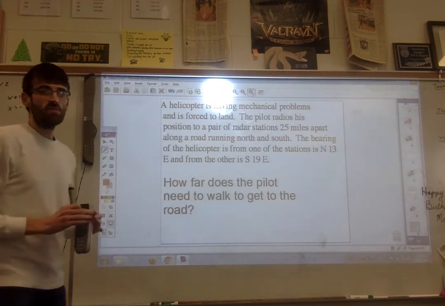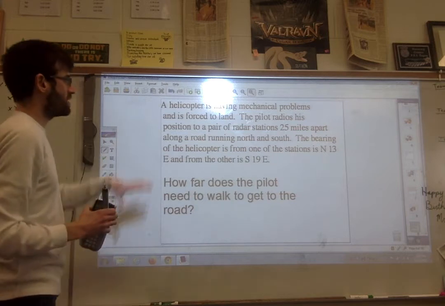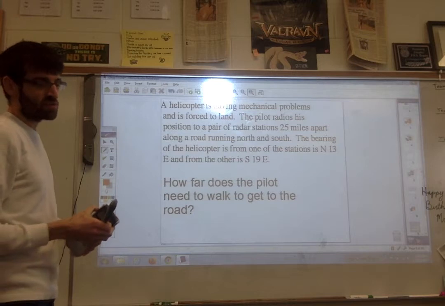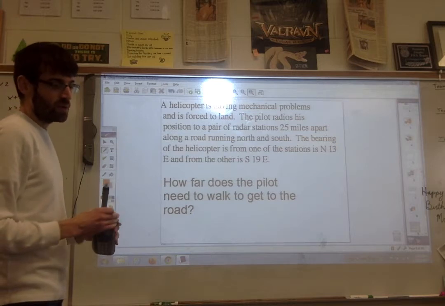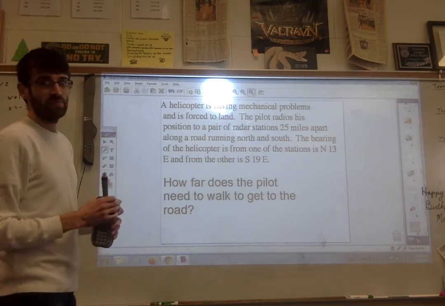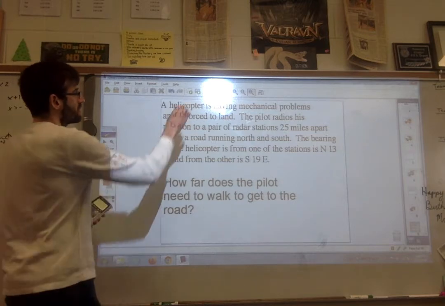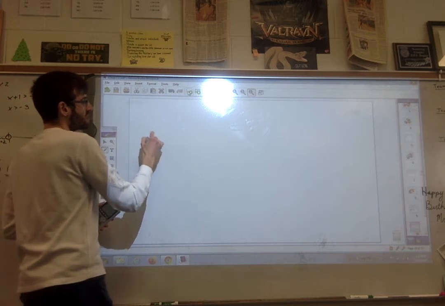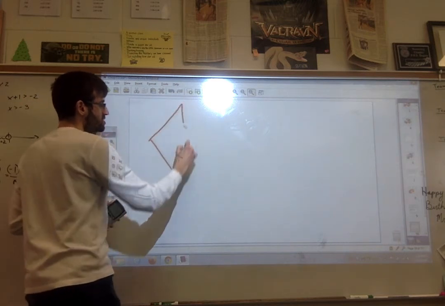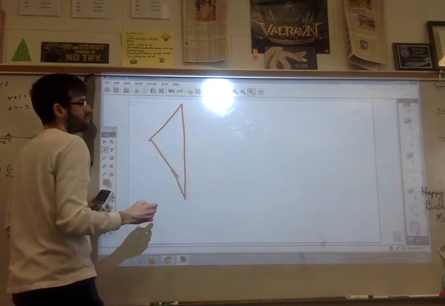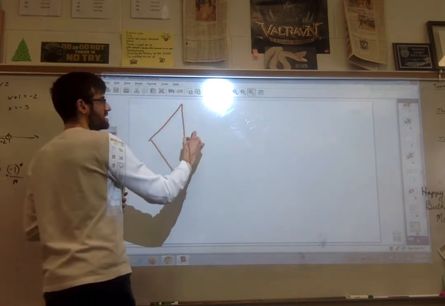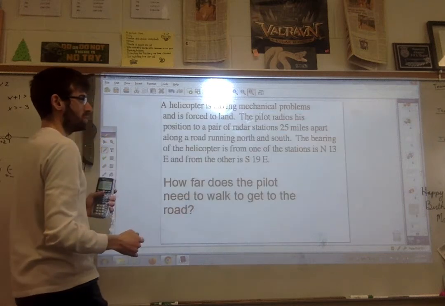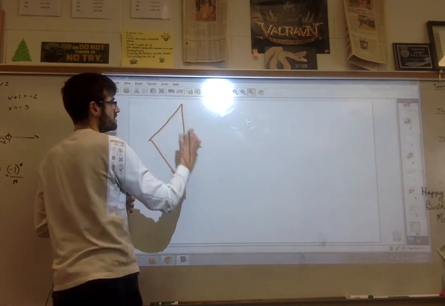This is going to be the same problem we had when we drew the helicopter on fire for chapter 3, section 4. We did this on a worksheet. So when I draw that out, it says a helicopter is having mechanical issues and is forced to land. What I'm going to do is I know that this is 25 miles.